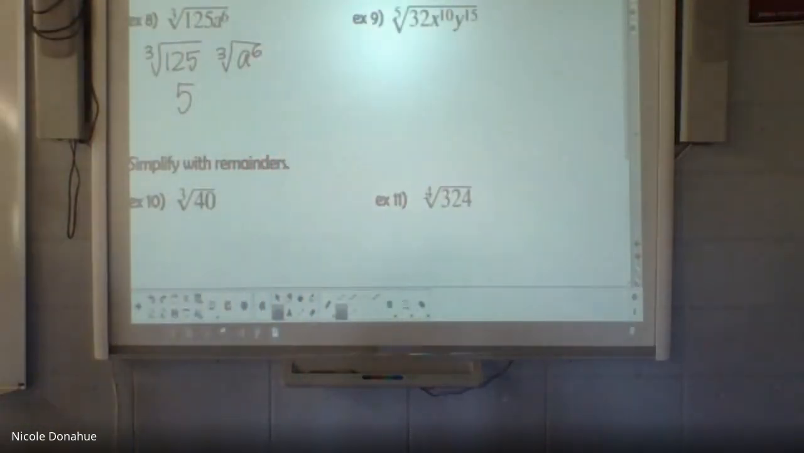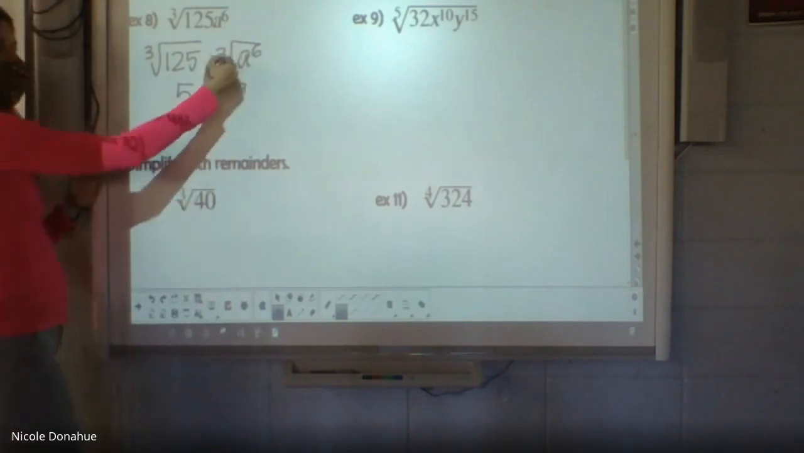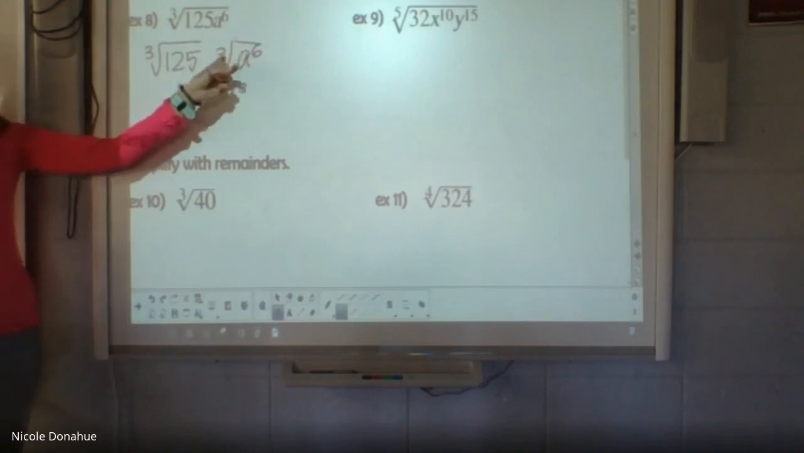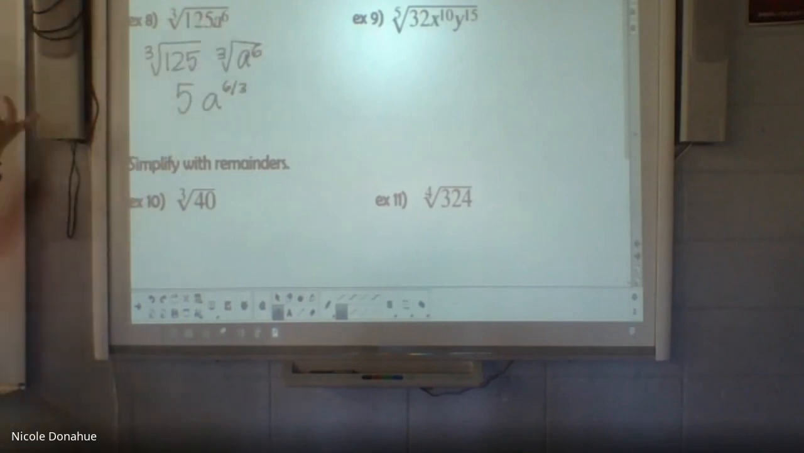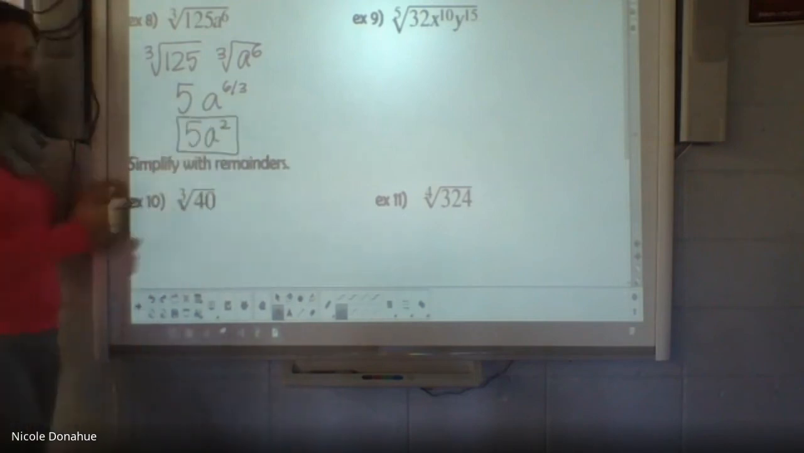Now, the cube root of a to the 6th power. How can I think of that another way? This is really like a to the 6th over 3, because 3 is the root, 6 is the power, so 6 over 3 is really just a to the 2nd. So this problem becomes 5a to the 2nd.